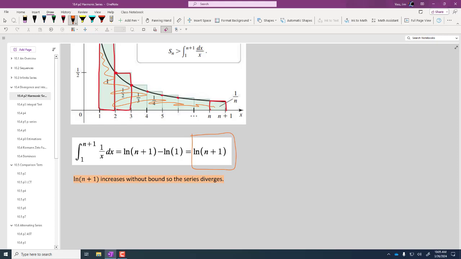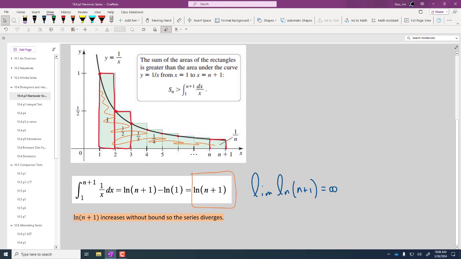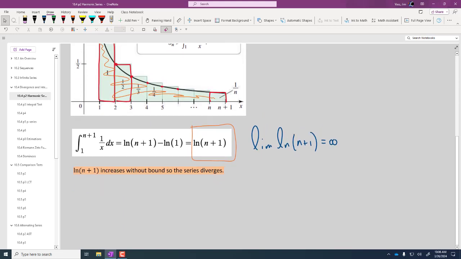So we didn't come up with an equation for S sub n, but we do know that S sub n is bigger than that. And what is true about the limit of this? It's infinite. So if we take the limit of ln of n plus 1, this is infinity. And S sub n is bigger than that, so it must also be infinite. So this implies that the limit of S sub n is also infinite. Therefore, the series diverges.